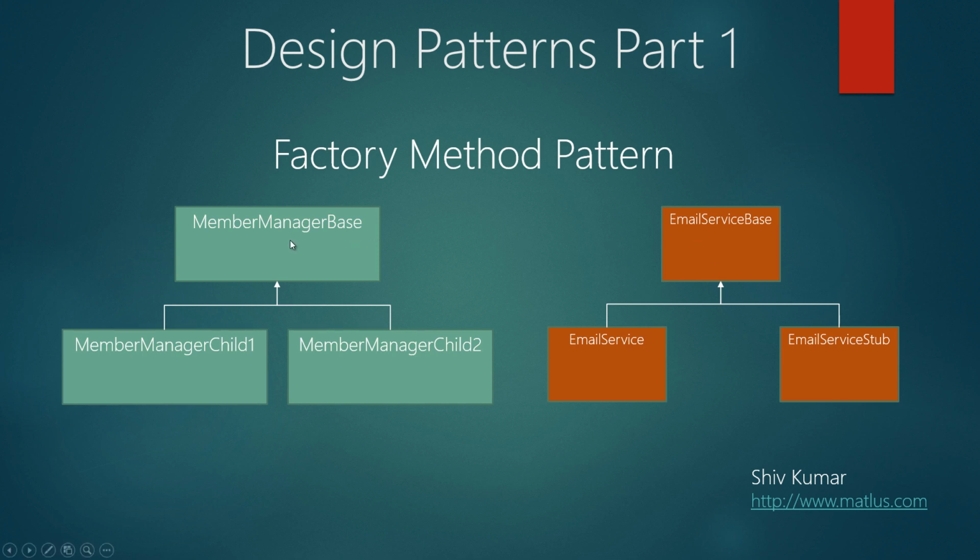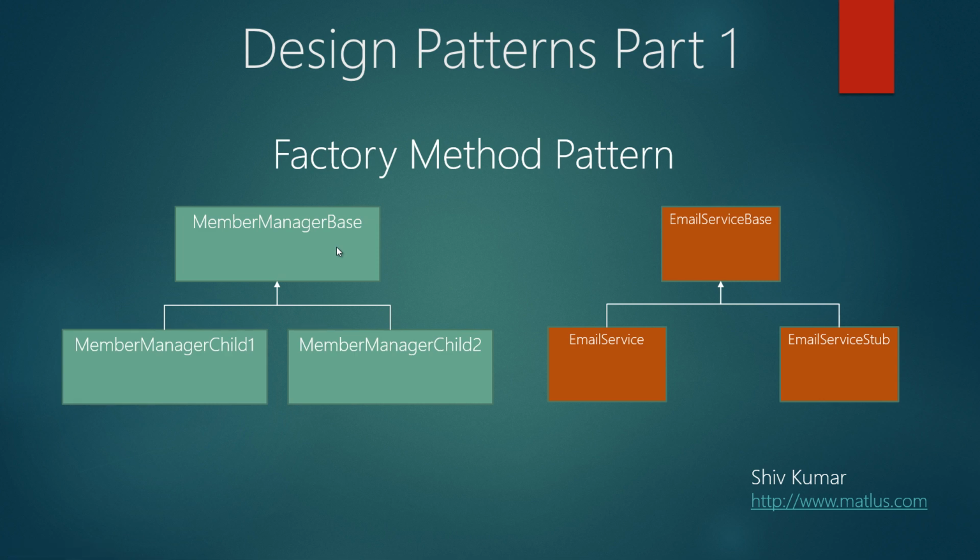What we have here is one hierarchy called the member manager base, and then a member manager child 1 and a member manager child 2. That's one hierarchy. The second hierarchy we have is the email service base that has, again, two descendants, the email service class and the email service stub. Two completely different hierarchies.